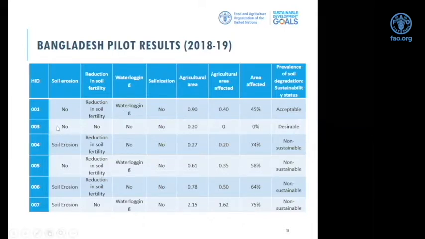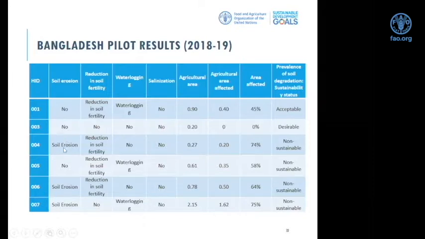Now, holding three, they mentioned we don't have any problem as far as our agriculture area is concerned. The total agriculture area of the holding is 0.2 hectares. None of the area is affected. Hence, it is considered as desirable because less than 10% of the area is impacted.